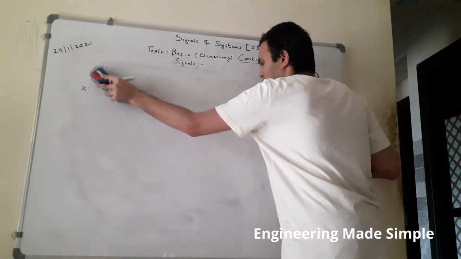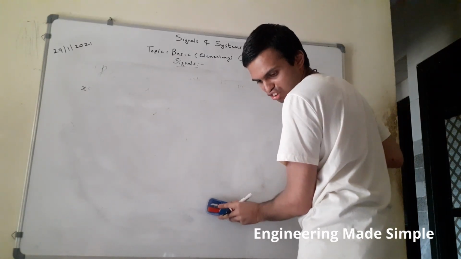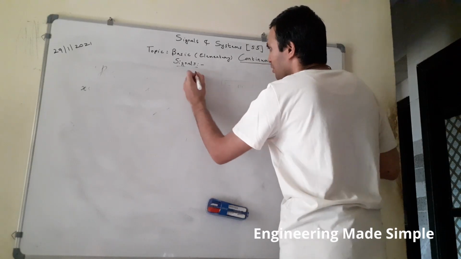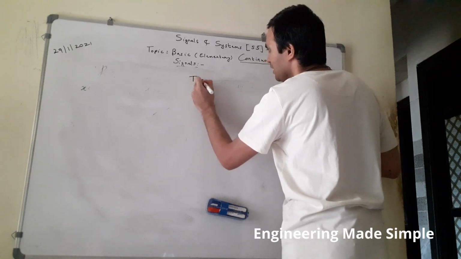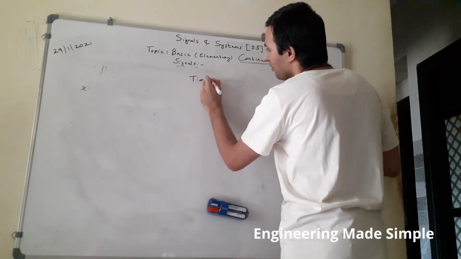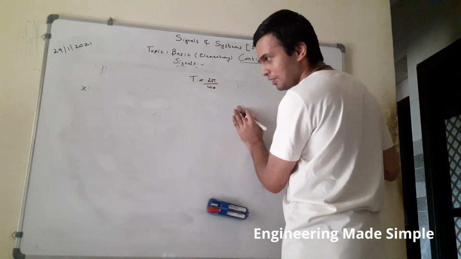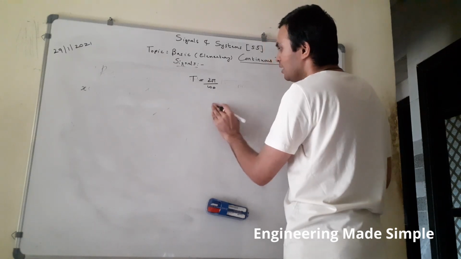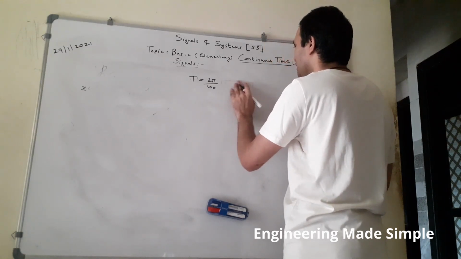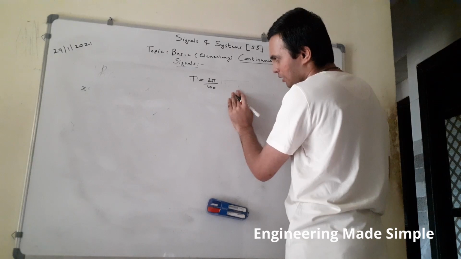Move on to the next type of signals, which are sinusoidal signals. And one more thing about complex exponential signals: these are periodic signals having fundamental period 2 pi upon omega naught. Now what the periodicity of the signal is, you will understand once we do examples on checking whether the signal is periodic or aperiodic.